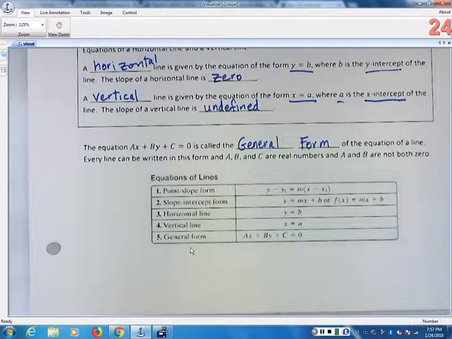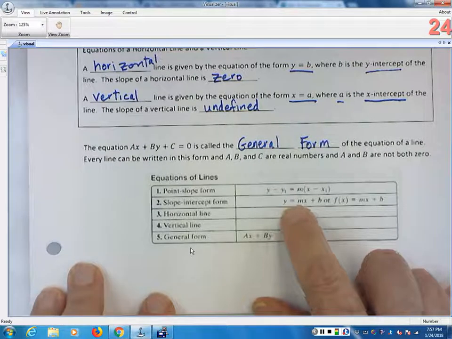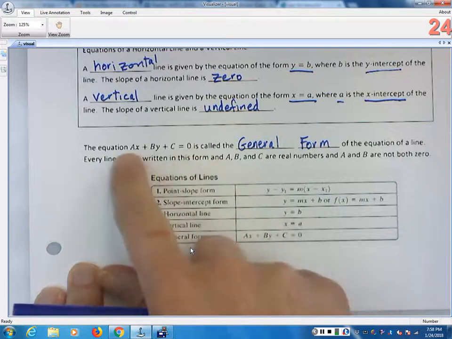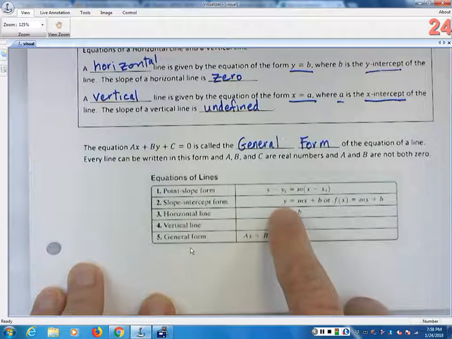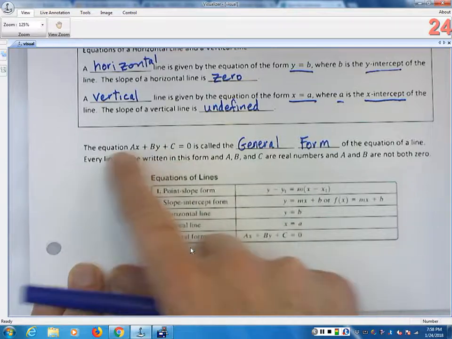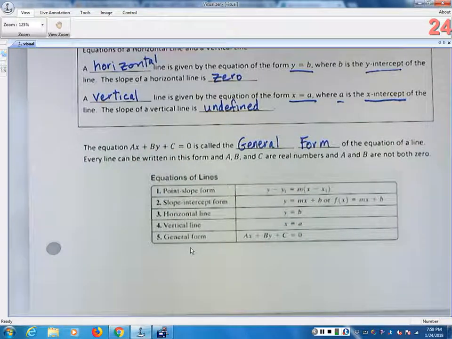AX plus BY plus C equals 0. If you get into slope-intercept form, just subtract this stuff and move it over. Or it doesn't have to be. Y can have a coefficient, so you can leave it with numbers in front of it, but general form. If you have a problem with that, just click Ask My Instructor before the weekend, and I'll have a chance to let you know.